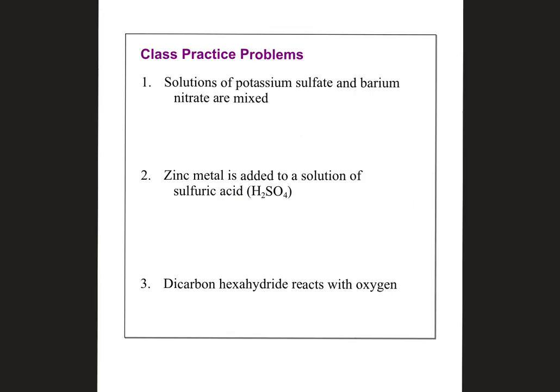All right, let's practice these together. We have solutions. That just means it's aqueous, so I'm not worried about that. Potassium sulfate. Okay, I don't see any nonmetals. I don't see prefixes, so that means we're going to have to crisscross. So let's take care of that. Potassium is +1. Sulfate is on my polyatomic sheet, SO4 with a -2. So I get K2SO4.